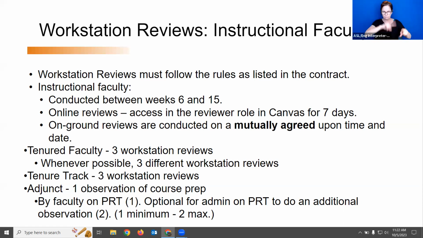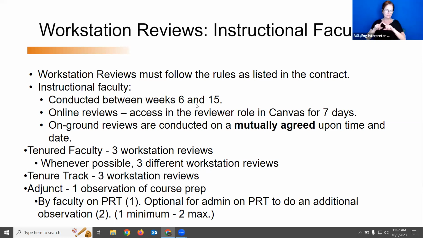For tenured faculty, it's expected that you do 3 workstation reviews, and whenever possible, 3 different workstation reviews, meaning different classes or different preps. For some of you, it may be a combination of lab and 2 classes, but the dean usually on the front end takes care of those logistics. For tenure track, you also have 3 workstation reviews. And again, similarly, they try to do different workstation preps and reviews.